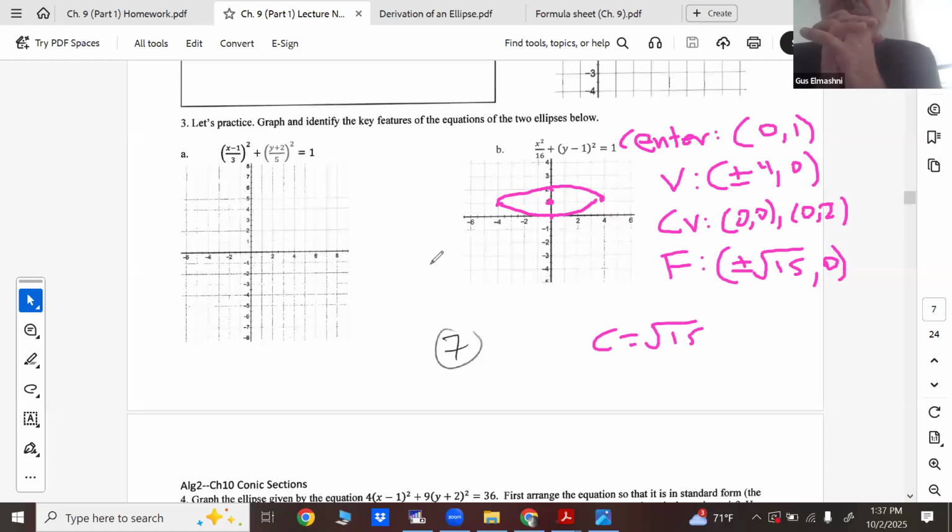Good. The foci would be plus or minus root 15 comma 1. Oh, you're right. Good catch. See, I make mistakes. I'm human. I'm not perfect. Exactly, the Waymo would have gotten it right.